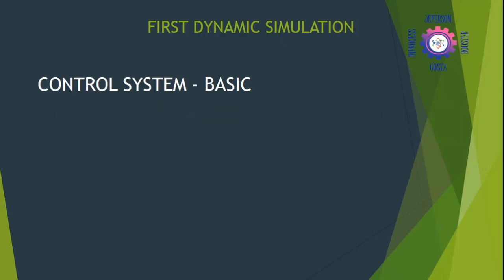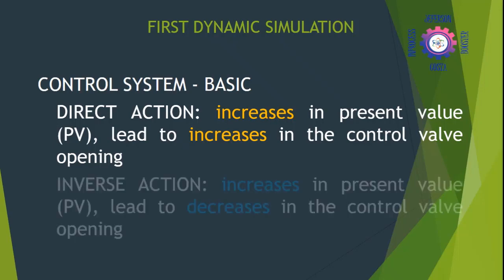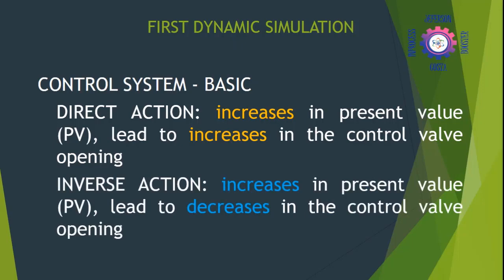And to talk about the basics, I need to tell you about the two kinds of actions in our controller. The first one is the direct action, and it means that we have a set point, and to increase the present value, we need to increase the valve opening; then we are talking about direct action. On the other hand, the inverse action is the opposite.